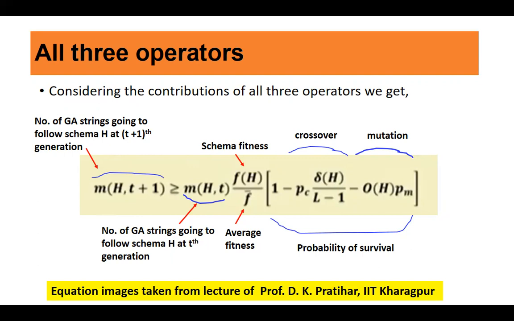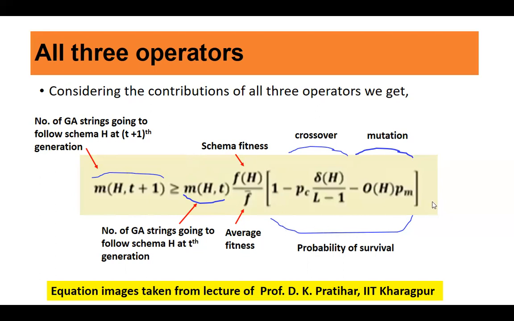So the conclusion of this particular expression is what? Now m(H, t+1), which is the number of GA strings going to follow schema H at t plus 1 generation, is greater than or equal to the number of GA strings following schema H at t generation. This is t plus 1, we are talking about the future. What is the possibility of these being selected in the next generation? Fine. It depends on the schema fitness divided by the average fitness, that is selection. You can say this is the selection part.